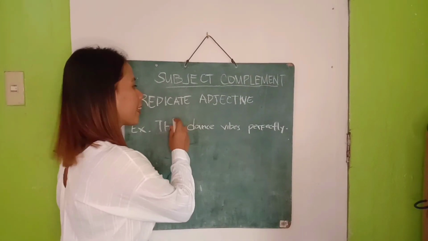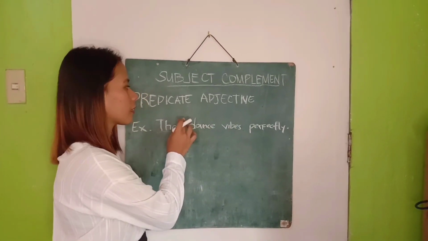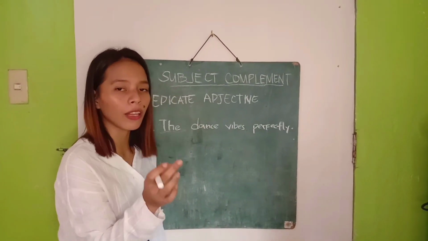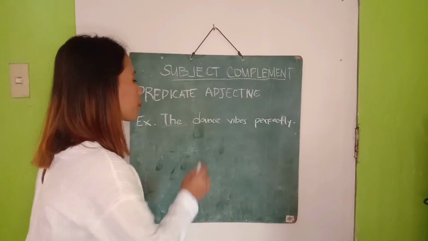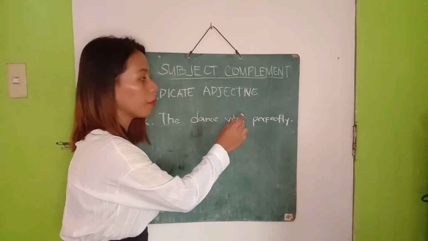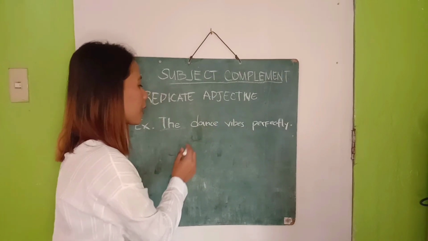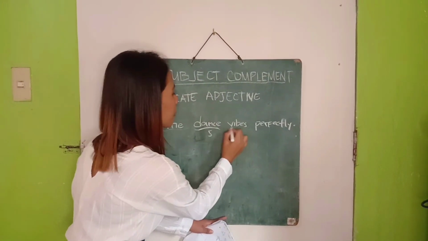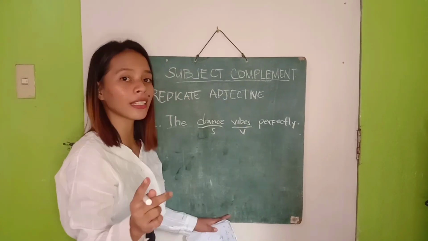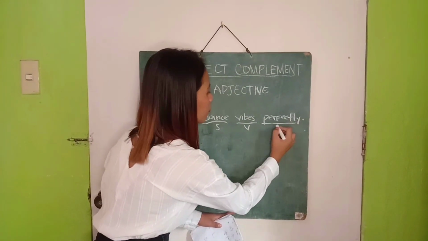Next is a predicate adjective. A predicate adjective is an adjective that follows a linking verb. It describes the subject. For example, the dance vibes perfectly. Our subject here is dance. The verb is vibes. And the adjective is perfectly.